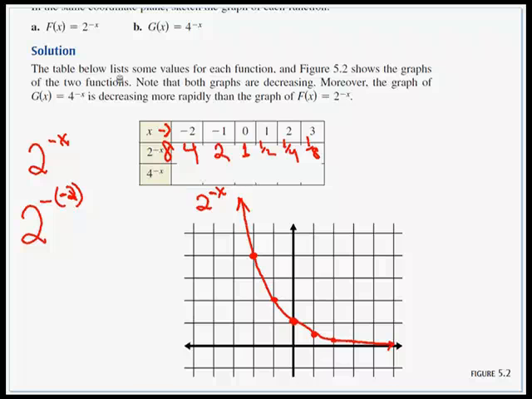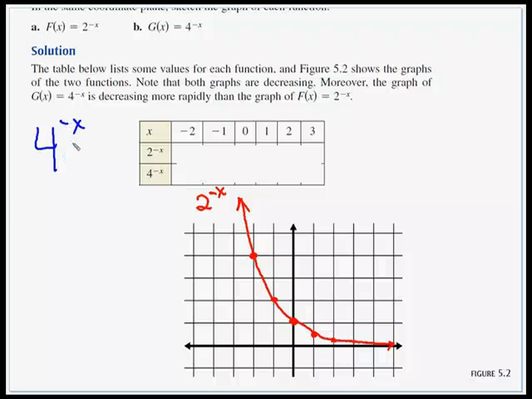All right, let's check out the next one, 4 to the negative x. So now we're looking at 4 to the negative x. So we plug in 0, of course we get 1. All exponentials will cross there. Plug in a positive 1. 4 to the -1 is 1 over 4, or a fourth. Plug in a 2. 4 to the -2 is 1 over 4 squared, or a 16th. And 4 to the -3 would be 1 over 4 to the third, or 1/64th.